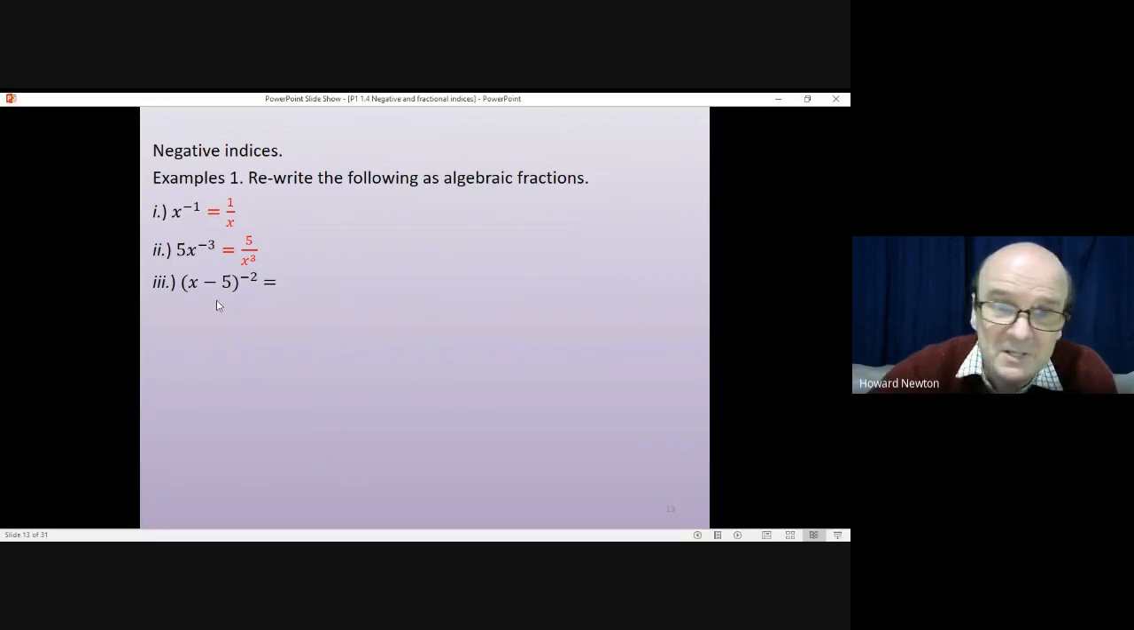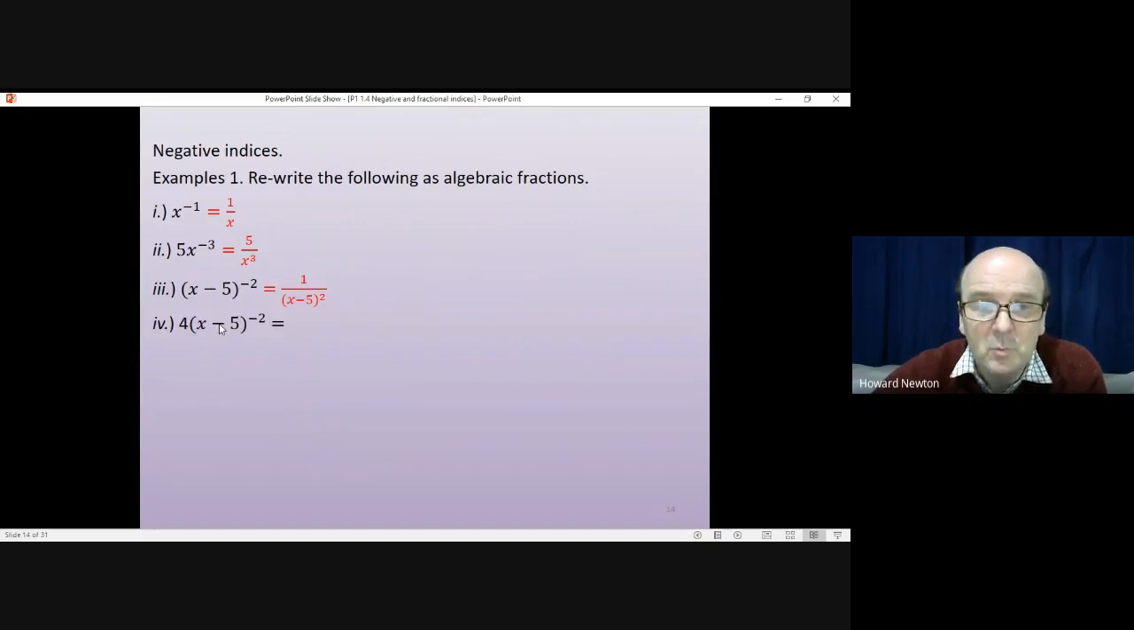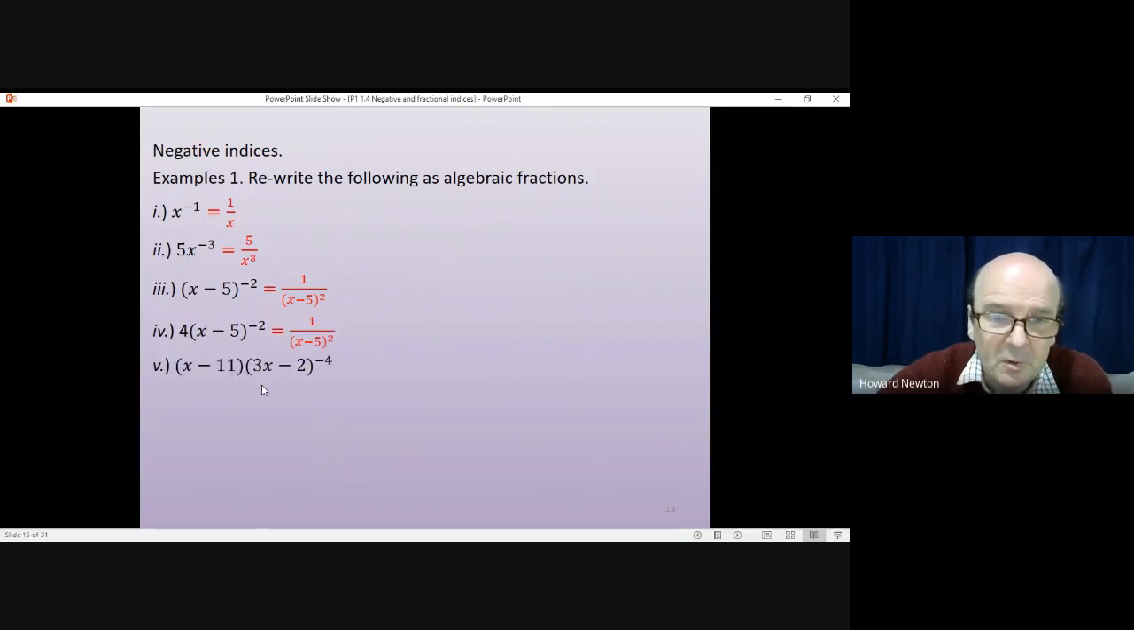If it's a bracket, you treat it in the same way. x minus 5 to the power of minus 2 will be 1 over x minus 5 squared. 4 times x minus 5 to the minus 2, again be careful, the minus 2 is only operating on the bracket, it's not operating on the 4. So that should be 4 on the top there, I apologize, that's a mistake. It should be 4 divided by x minus 5 squared.